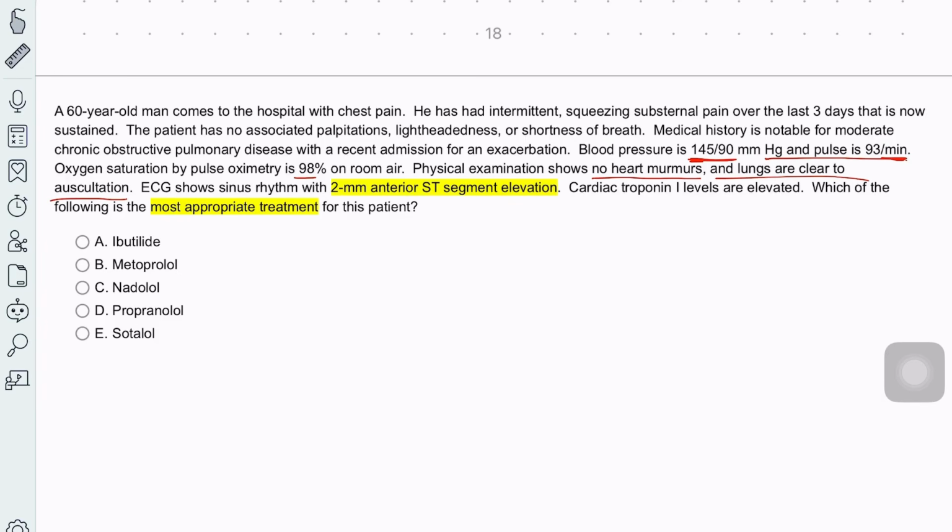Physical examination shows no heart murmur and lungs are clear to auscultation. ECG shows sinus rhythm with 2 mm ST segment elevation. Cardiac troponin levels are elevated. Which of the following is the most appropriate treatment for this patient? Options are ibutilide, metoprolol, nadolol, propranolol, sotalol.